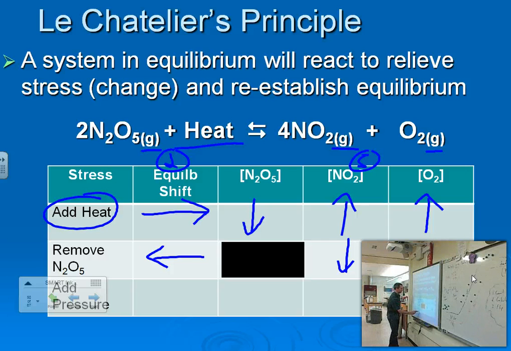So there it is. There's my reverse. And so what would happen over time to N2O5? Of course, that would go up because I'm making more of that, and NO2 and O2 would both go down.